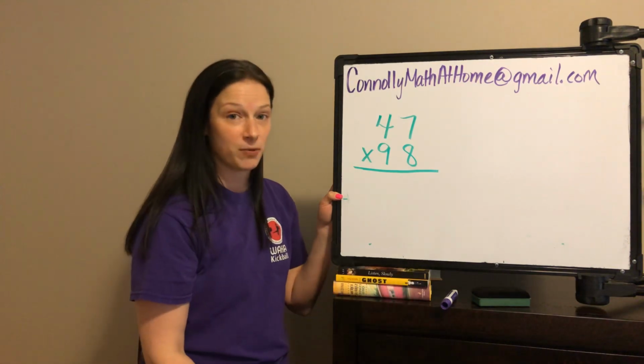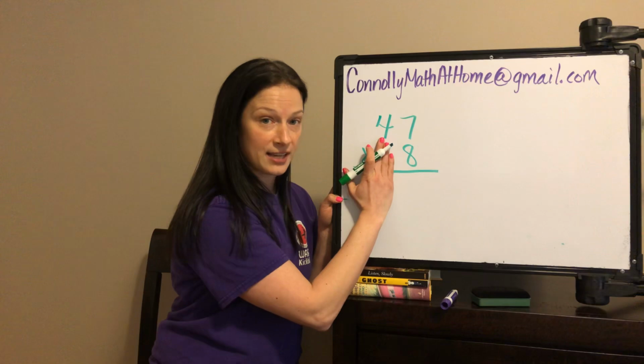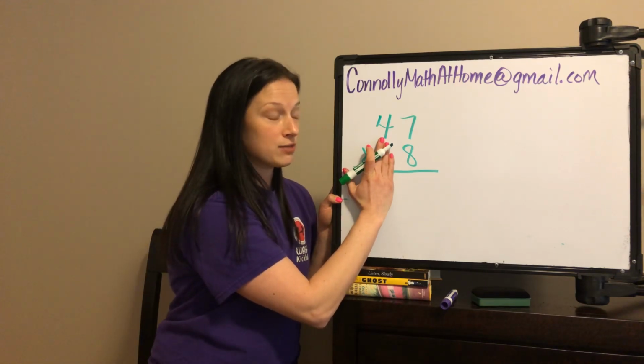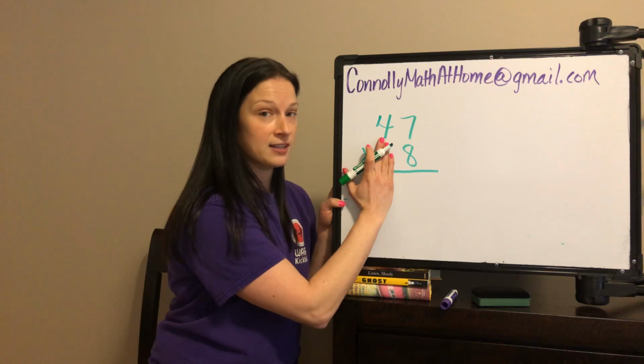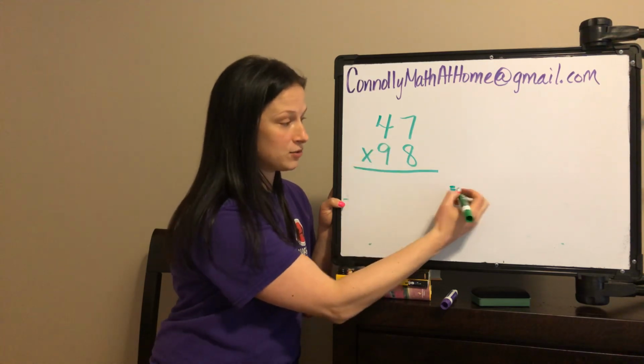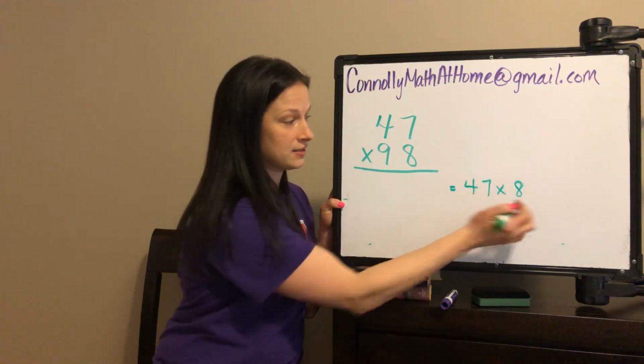And let's think about what's actually happening here. We're going to start in the ones place just like last time. We know that the first row is going to represent 47 times 8. Okay? So this row here, I'm going to do it in green, is going to be 47 times 8.